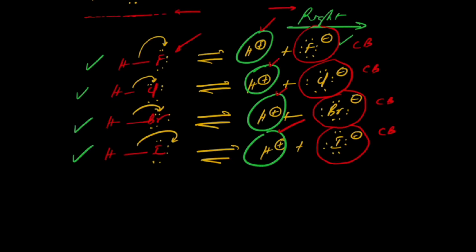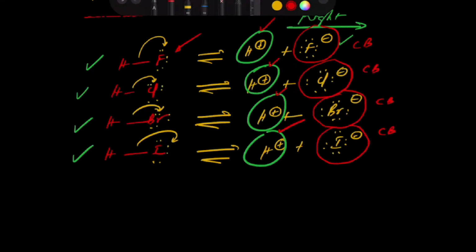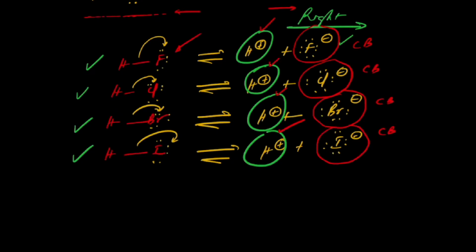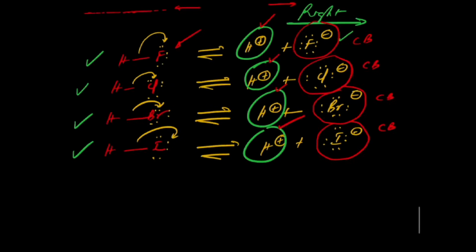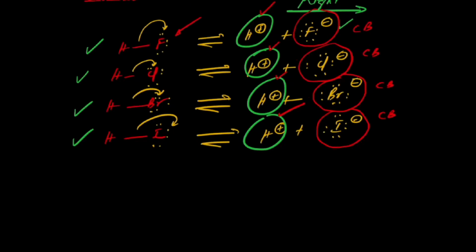The conjugate base is stable, happy and stable. Now the question is, which among these is most happy? F minus, Cl minus, Br minus, or I minus? Let us try to understand that. Now we are comparing all the acids down the group. These all belong to one group: fluorine, chlorine, bromine, and iodine. Now F minus is something like this.